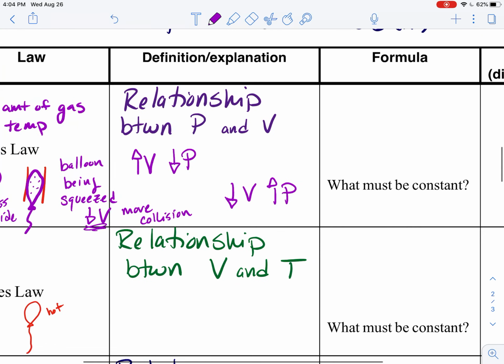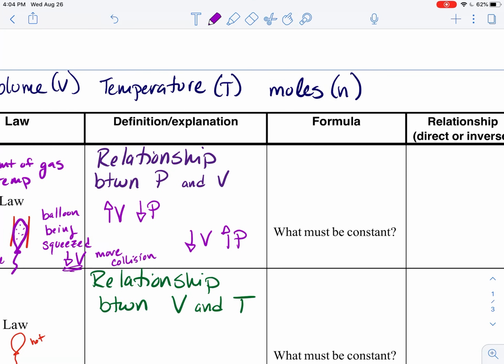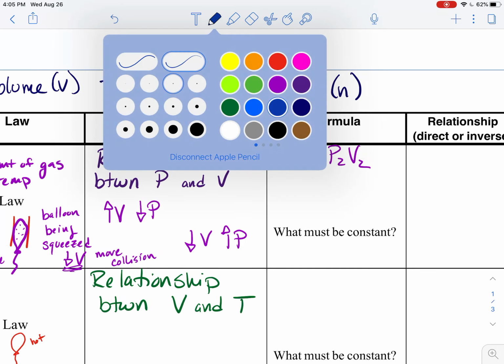Okay, so when we're looking at that relationship where as volume goes up, pressure goes down, and volume goes down and pressure goes up, there's a mathematical way to represent that. And so the formula for Boyle's law shows that. And so the formula is P1V1 is equal to P2V2. And what I always like to do is sort of show a very simple mathematical example of this.